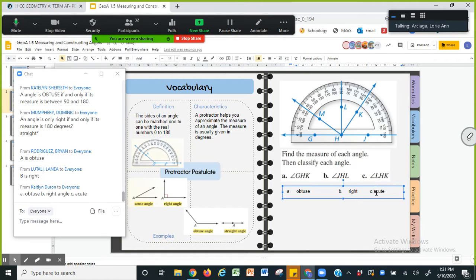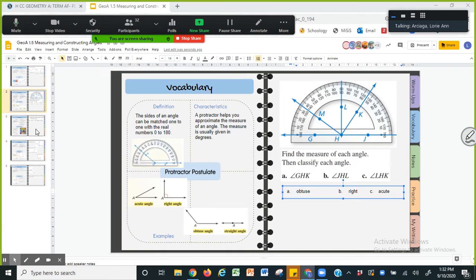Okay, so do you guys have any questions as to how you're going to classify angles? So these are the classifications of angles based on their measurement. Okay? Yes, Linnea, B is right. That's also correct. So later on, in chapter 2, we will be talking about angles that are classified based on how they look and not based on how they measure. Okay, next slide.